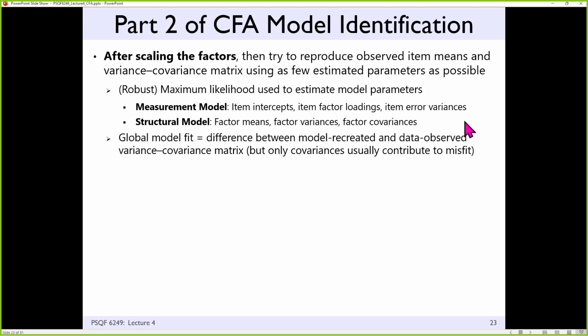Eventually, what we want to look at is how well our model parameters recreate those original item means, variances, and covariances, where close is good. We want to be as close as possible. But in order to even get to that point, we have to make sure that our model is identified, that we can even find all of the estimates by which to recreate those pieces of information.